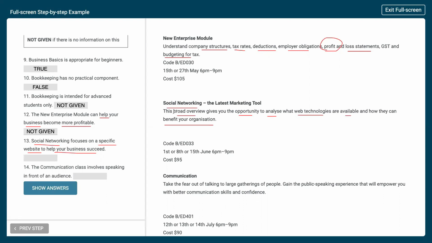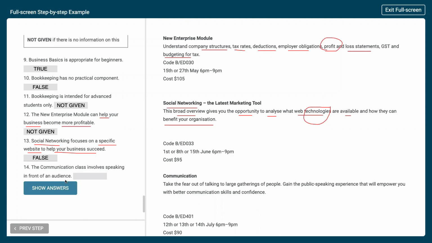And the fact that broad is included and the fact that this information says something about technologies, so it's plural, these are 2 clues that it is not going to be specific. If we really understand this information, it shows that the course is not going to focus on just one specific website or one specific technology. It contradicts this information. And so we have false for number 13.